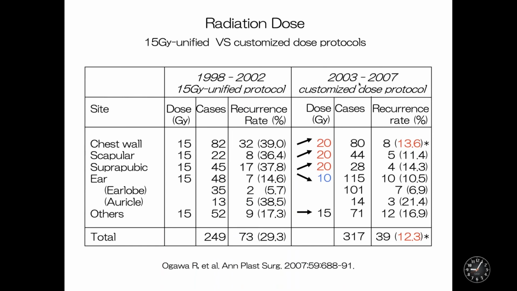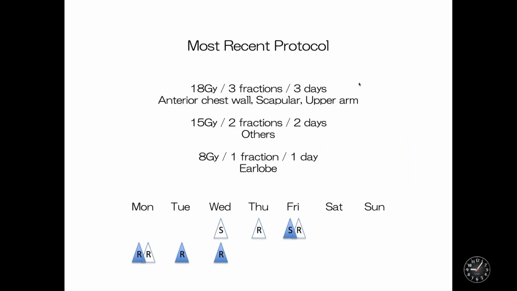Before 2002, we used a 15 gray unified protocol, but the total recurrence rate was around 30%. This is an acceptable result. But we changed since 2003 and optimized a customized dose protocol. The high tension area was treated by an increased dose, 20 gray, and the yellow area was decreased to 10 gray. As a result, the total recurrence rate decreased to 12%.